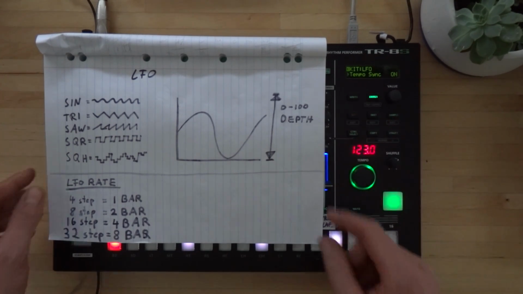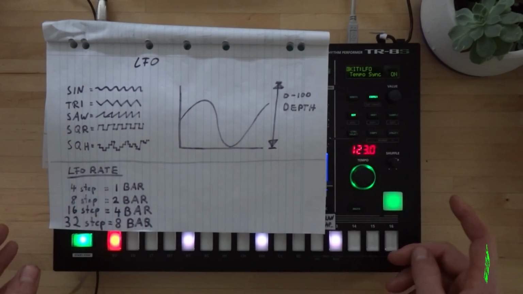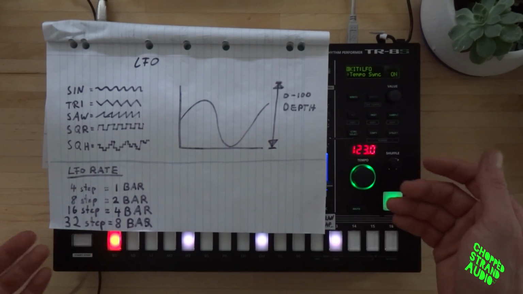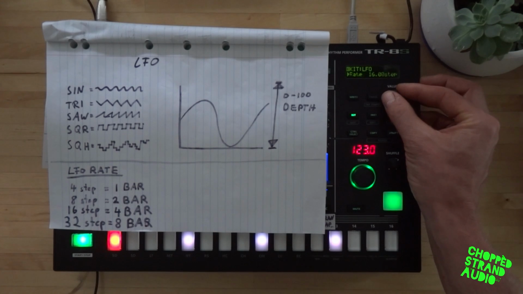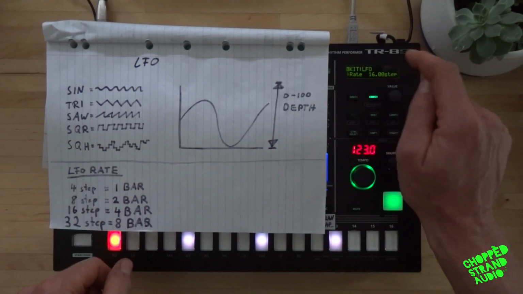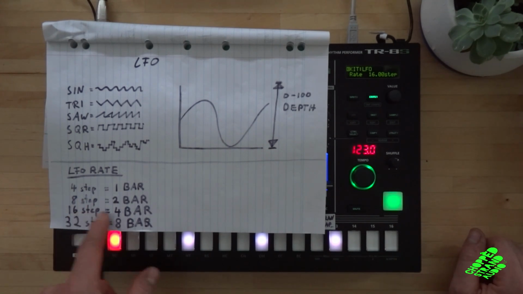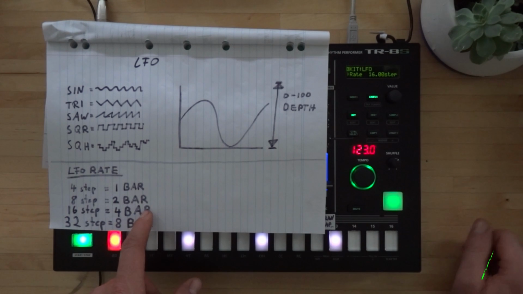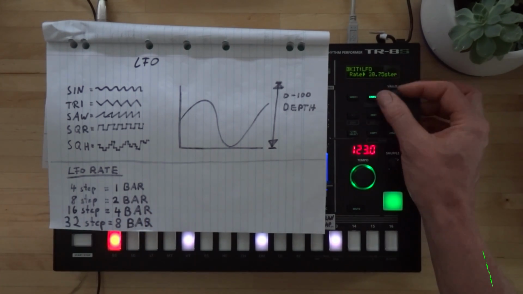Tempo sync means your LFO is synced to the internal clock of the TR-8S. Next one is rate. You see here, it's set to 16 steps. That means the LFO repeats every 4 bars. So let's say we change it to, whatever, 12.